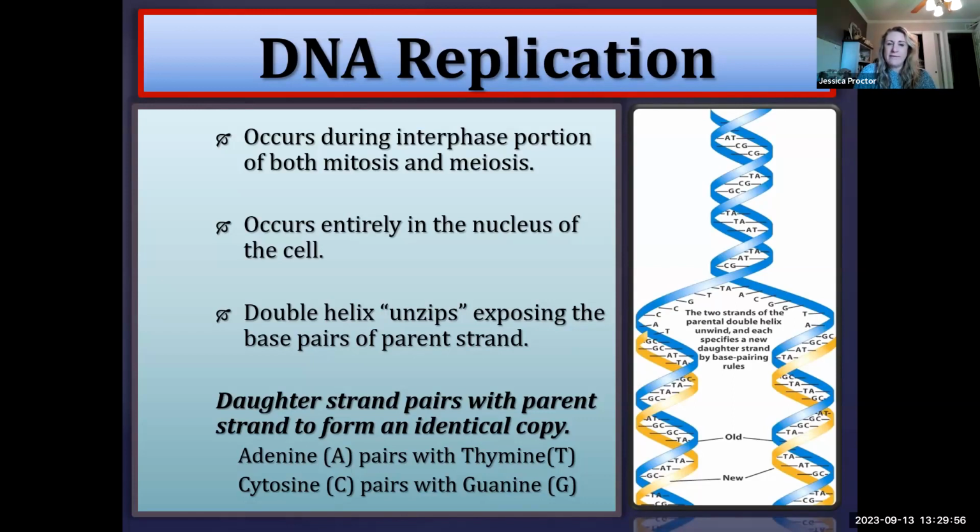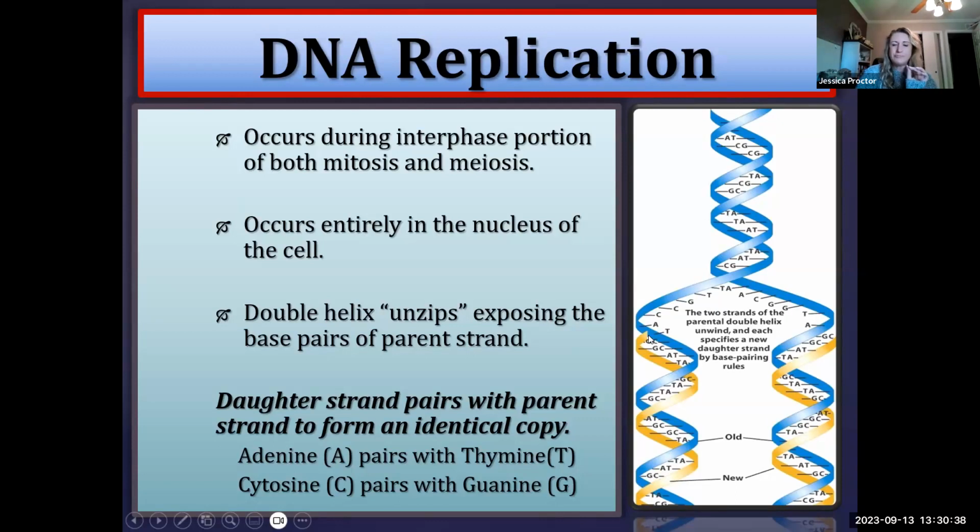During DNA replication, the double helix essentially unzips and exposes the base pairs of the parent strand. So all of the adenines, thymines, cytosines, and guanines are now exposed. In this picture on the right-hand side, you see this blue ribbon unzipping, and as it unzips, it exposes these nitrogen base pairs. The yellow or gold colored ribbon represents the new, or daughter, strand. The blue strand is the parent strand, or the old strand. The yellow strand is the new strand, or the daughter strand.